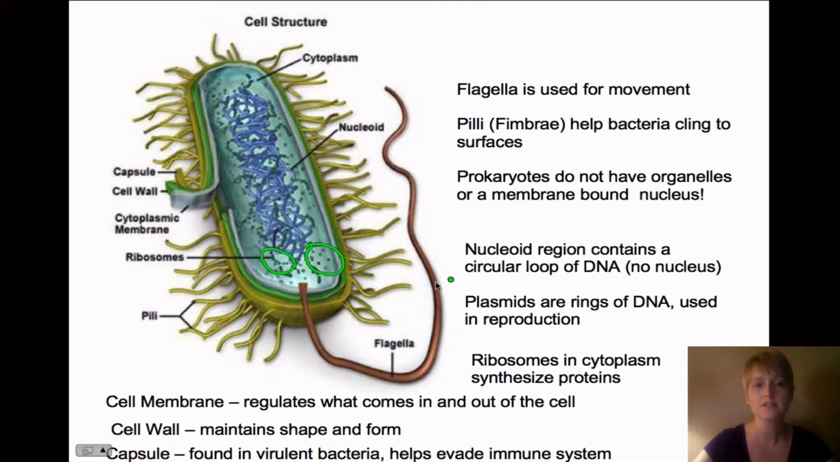They produce the proteins. Now, the bacteria has a cell membrane, and it regulates what comes in and out of the cell, just like you would see in a eukaryote cell. So it has the cell membrane, but it also has a cell wall, okay? Not necessarily the same kind of cell wall like plants have, but it does have the cell wall, and that helps it maintain the shape and the form of the cell. And then what we also see is a capsule. So it has another layer around it, and that capsule is really important to bacteria that make us sick, because the capsule is what helps it evade our immune system.